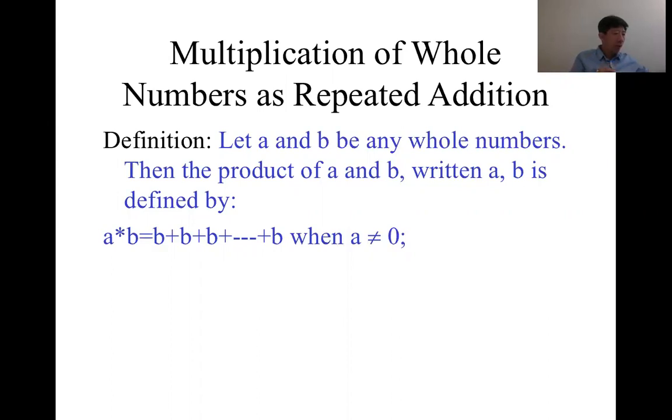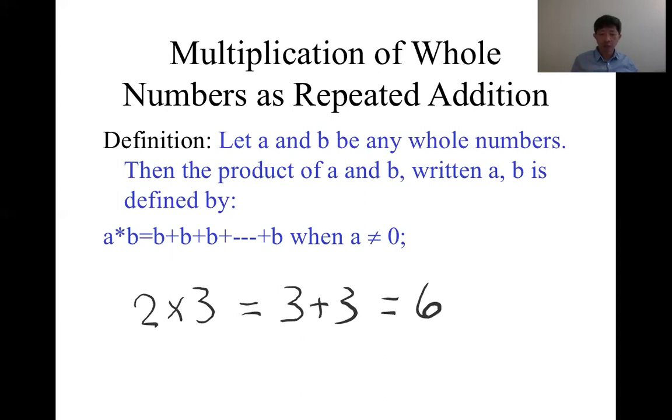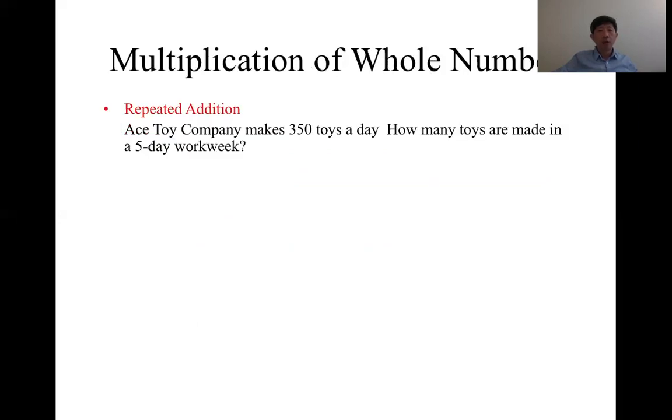So now here's an example. For example, A is 2 and B is 3, right? So we repeat the addition. How many B's do we repeat? We have 3 repeated 2 times. So therefore the answer will be equal to 6, right? Repeated addition, okay? Next, repeated addition.